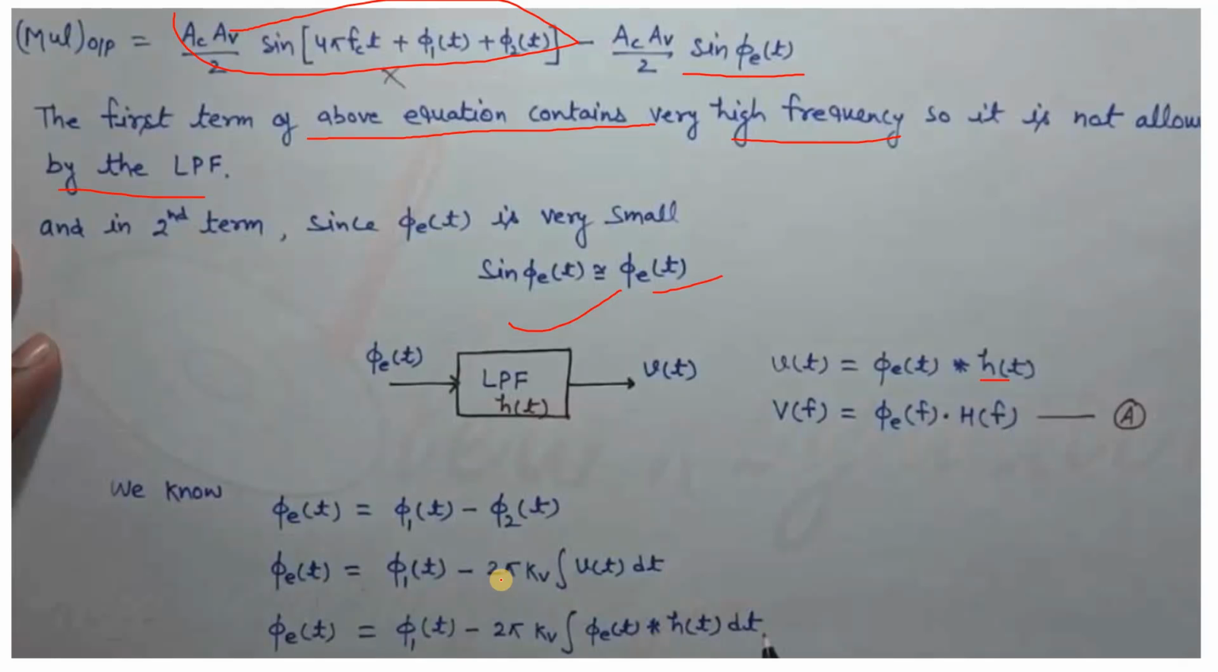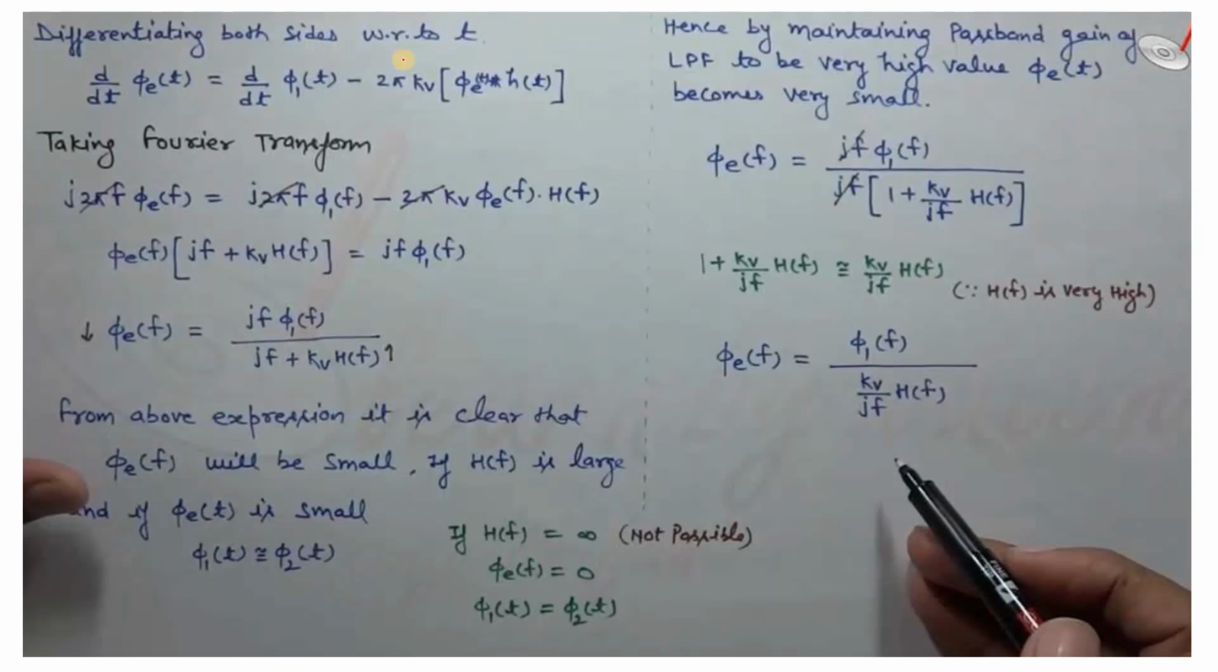What is φ2(t)? Already we know it is 2π kv times the integral of v(t) dt. Then, substituting v(t) from here, we get φ2(t) as 2π kv integral of φe(t) convolved with h(t) dt. Then differentiating both sides with respect to t, you have the equation like this: the derivative of φ1(t) minus 2π kv φe(t) convolved with h(t).